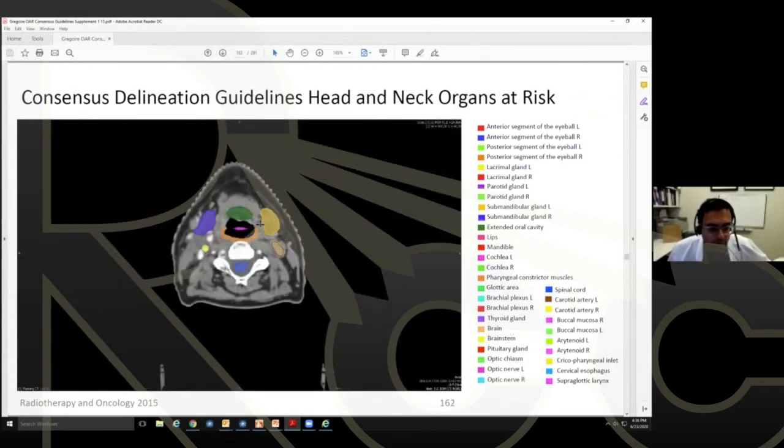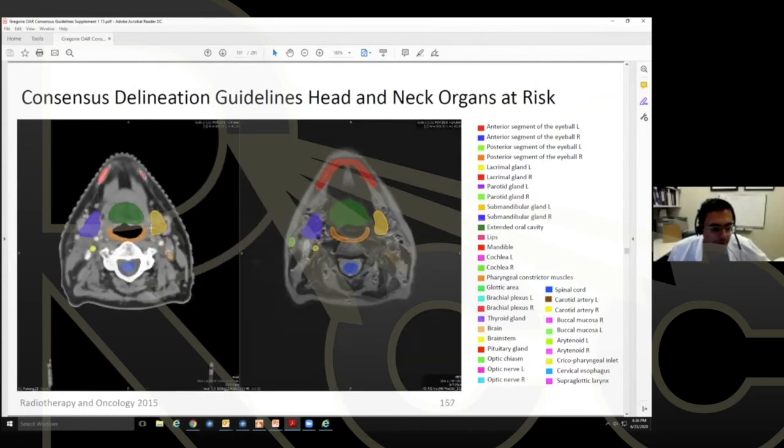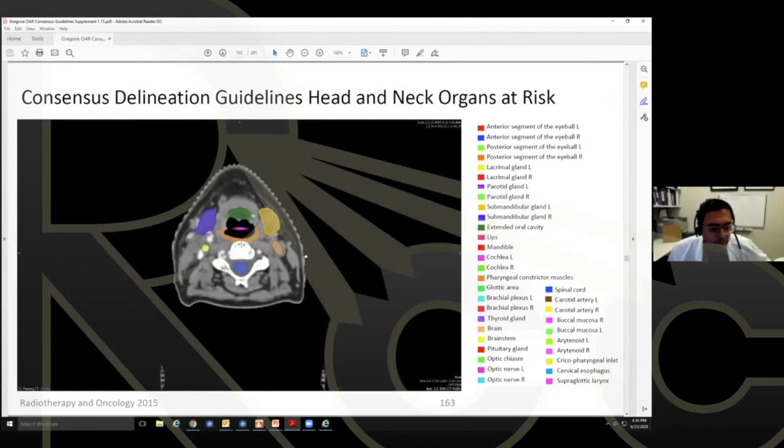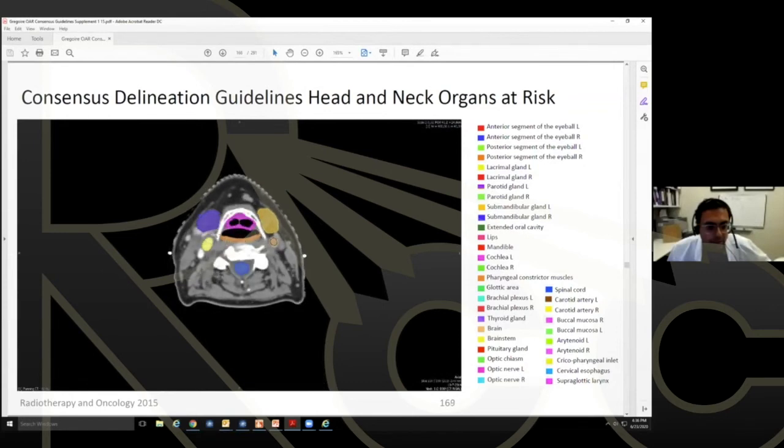So superiorly to level 3, the pharyngeal constrictor muscles were extending to the base of tongue. But you'll notice right when you start seeing the hyoid bone come in, it becomes flat, straight across. So that makes it easy to identify right there.